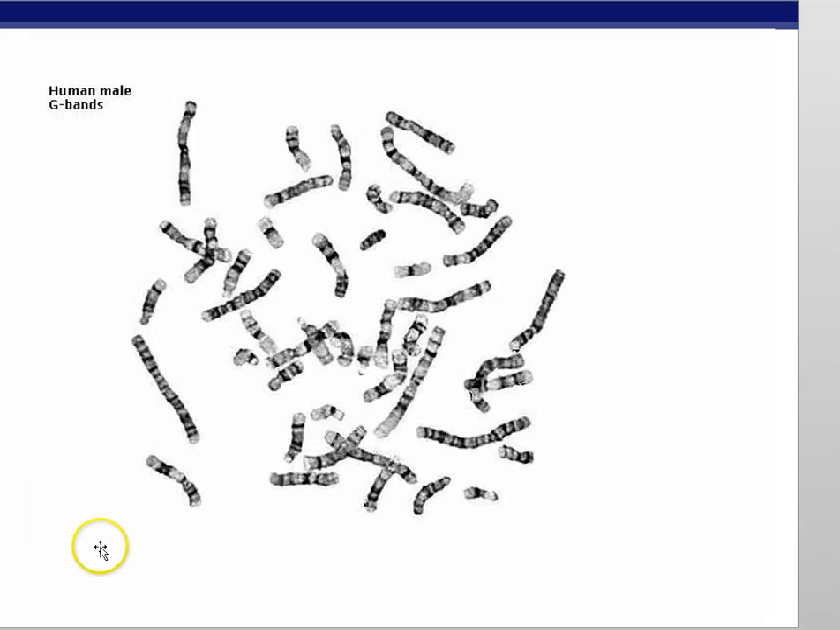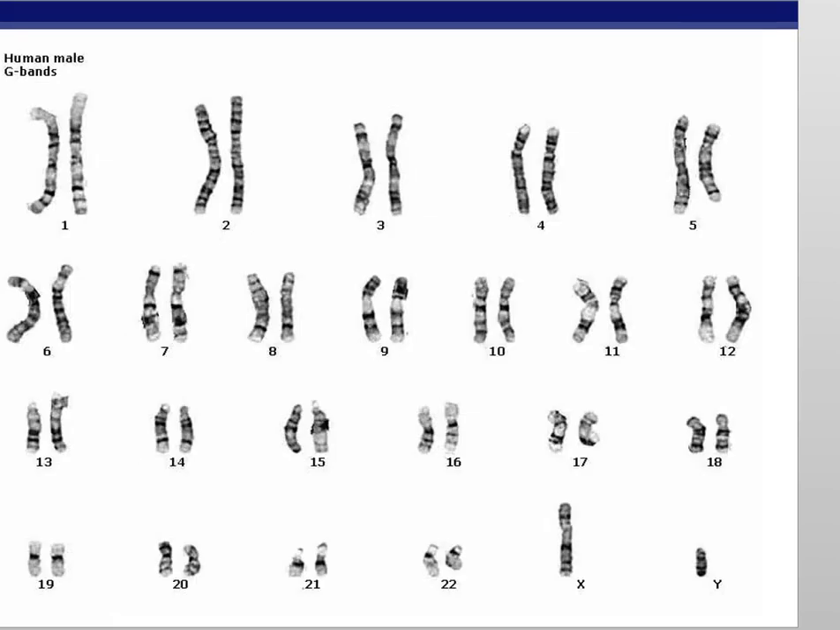Here's another spread of chromosomes. We put them together, we get this combination. In this case, this will create a baby boy because mom gave an X chromosome and dad gave a Y chromosome.